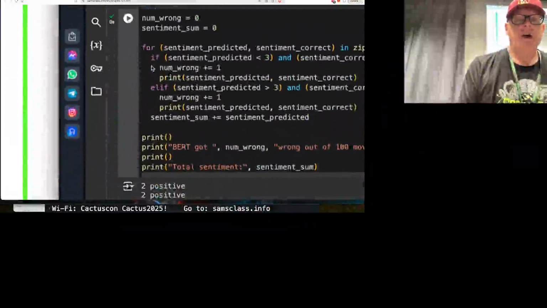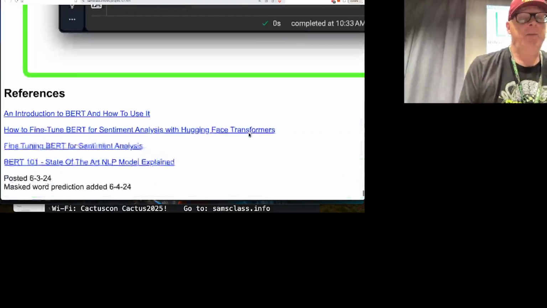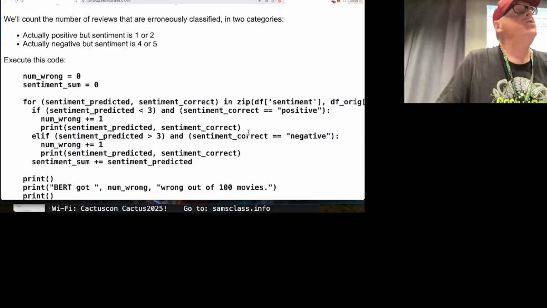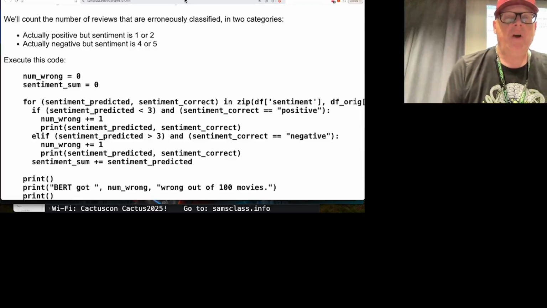And so we can now figure out how good it is, how many it got wrong, and BERT got 6 wrong out of 100 movies, so that's pretty good. And that's an example of the kind of thing you can do here, and all of that without understanding anything. So that's the tokenization part.